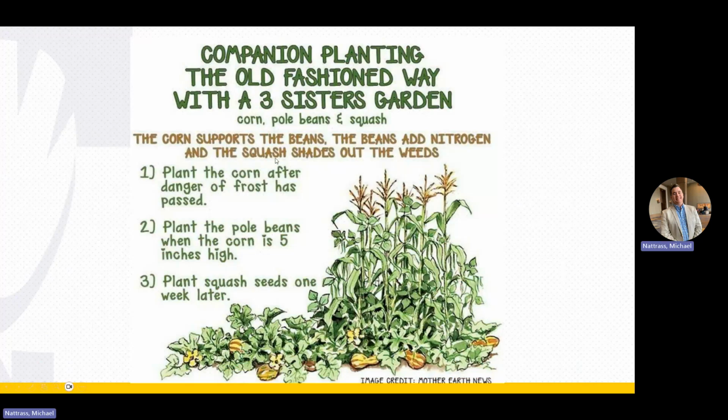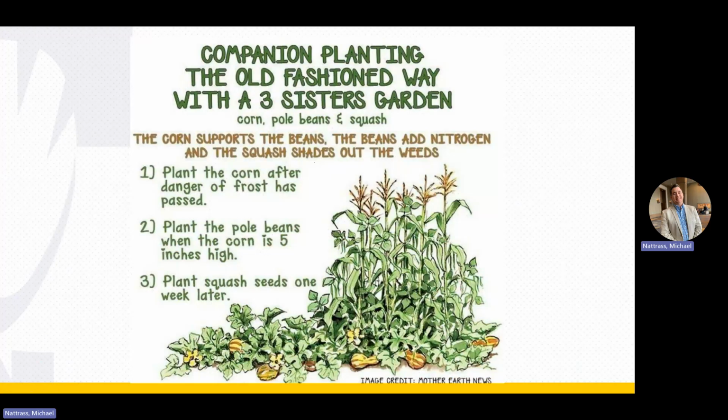Here's a look at those three sisters. This is a great example of that. We're going to grow three things that are really going to benefit each other overall. In this particular instance, we're going to grow corn, and we're growing beans, which are likely to be some sort of legume. And then we're going to grow squash.